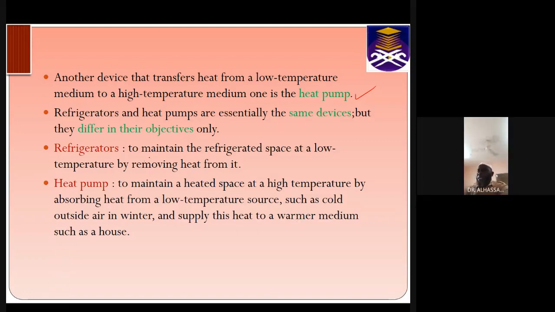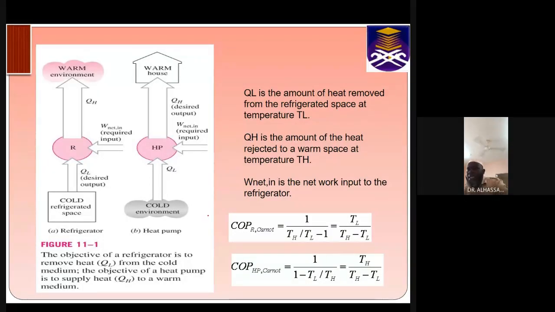Refrigerators are used to maintain the refrigerated space by removing heat from it, whereas heat pumps are used to maintain a heated space at high temperature by absorbing heat from a low temperature source, such as cold outside air. The application can be found in winter, in places where the outside air is very, very cold, minus 10, minus 12, and so on. So let us look at the mode of operation for both a refrigeration cycle and a heat pump.